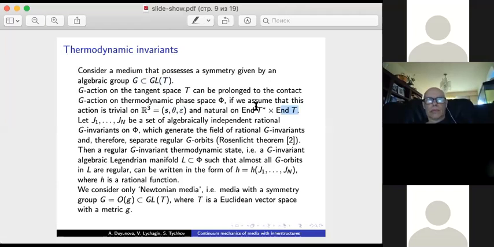Why do we need this? Because if the medium has some kind of symmetry, then it is natural to expect that the thermodynamic state has the same symmetry. It means that its thermodynamic equations of state must be expressed in terms of such invariance, and not in terms of just tensor delta or sigma, but in terms of its invariance.